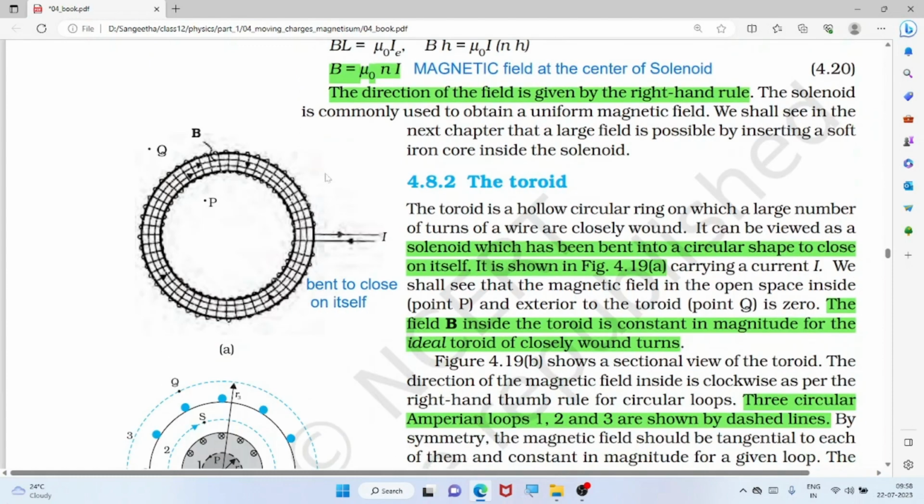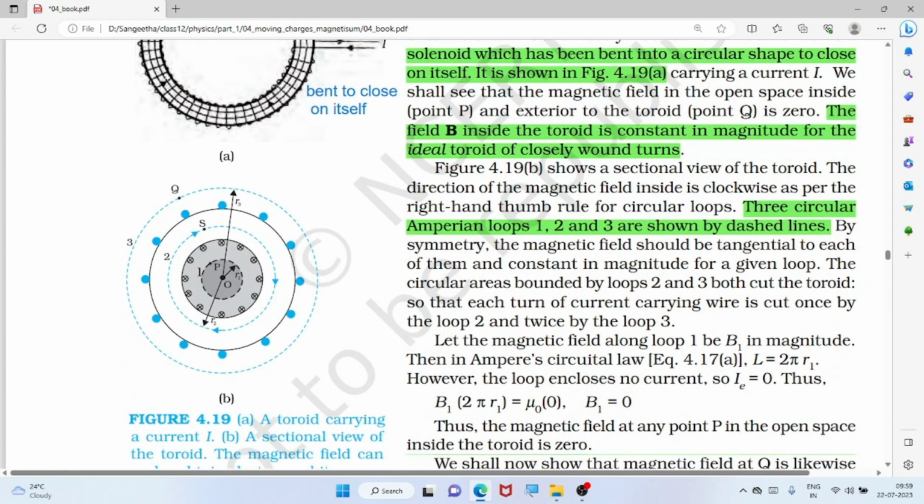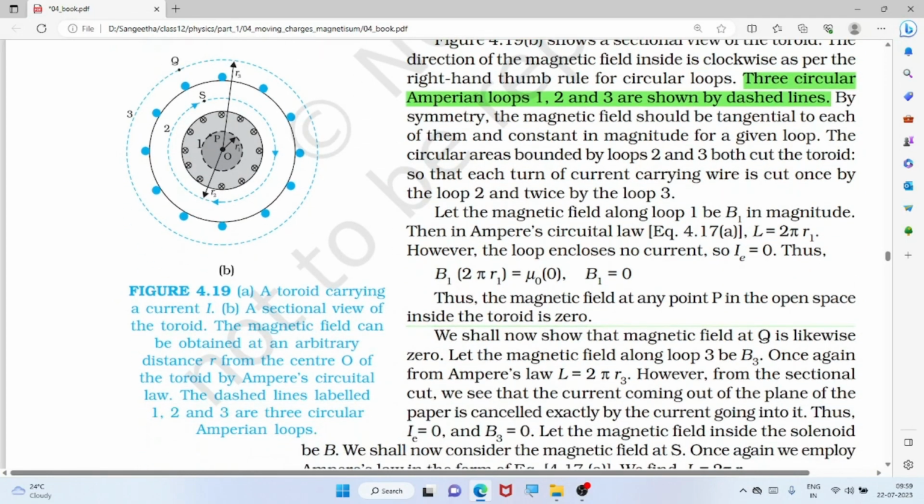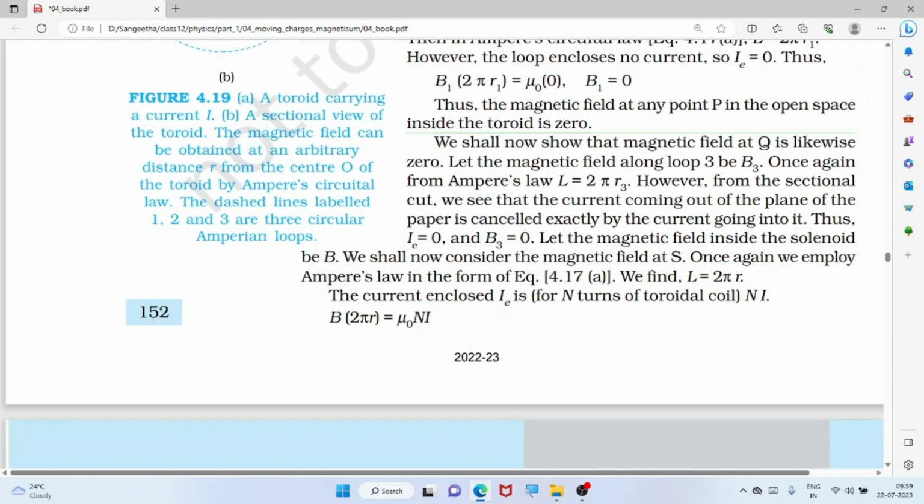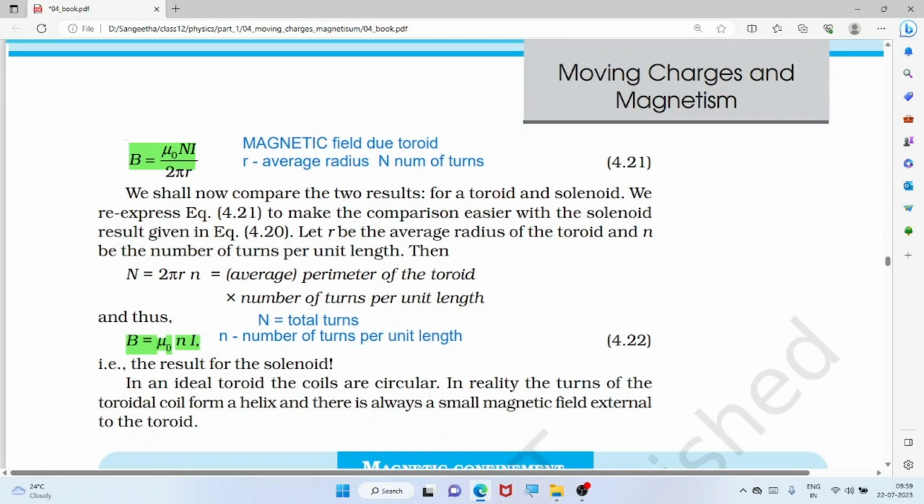A toroid is like a solenoid, but it is bent circular, like this. A solenoid which has been bent in a circular shape to close itself. This is a toroid, bent to close itself. The magnetic field inside the toroid is constant in magnitude. The toroid has closely wound turns. This is the magnetic field due to the toroid.